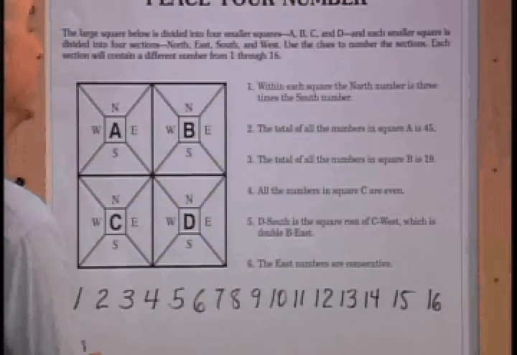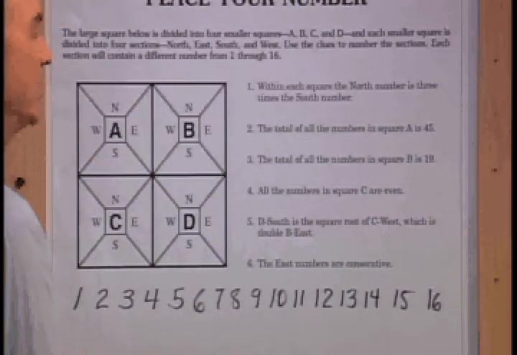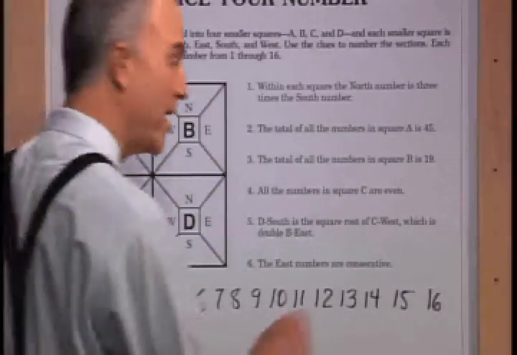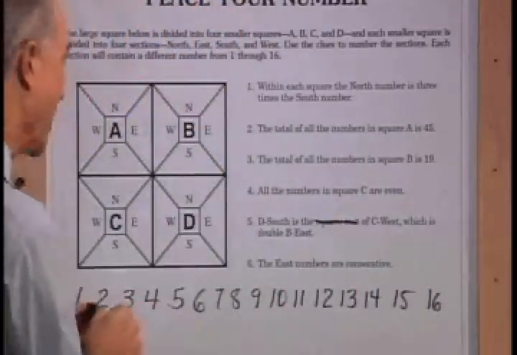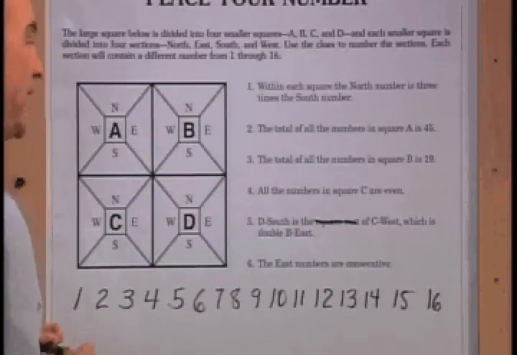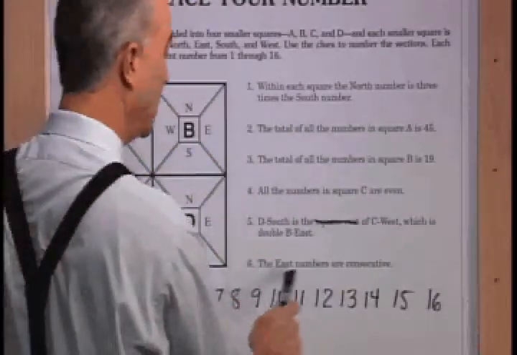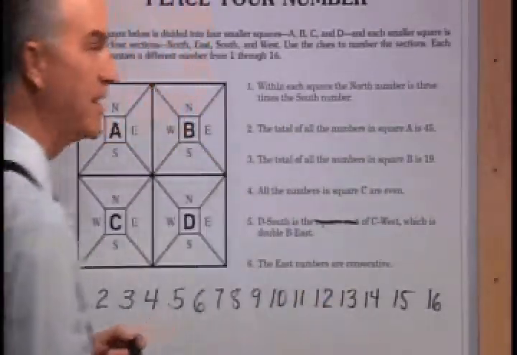Clue 5, D south is the square root, hold on, let's put a line through square root there for a moment, of C west, which is double B east. And clue 6, the east numbers are consecutive.